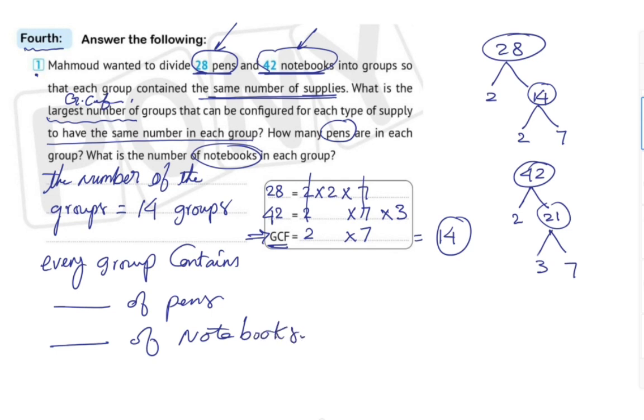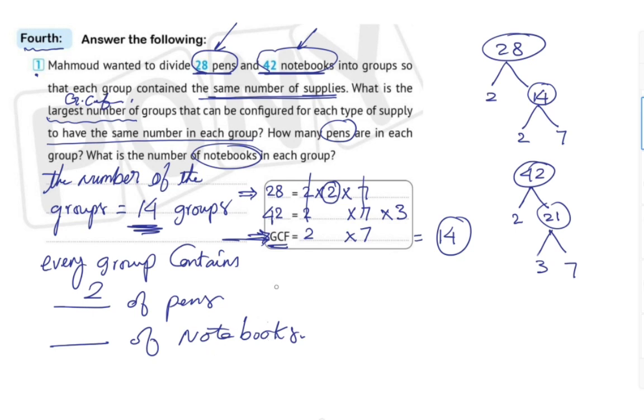Now I know the number of groups from the GCF, right? But how many pens and how many notebooks does every group contain? Look here at the 28. When I find the GCF, I take this 2 and this 7. So you have 2 pens. Every group has 2 pens.